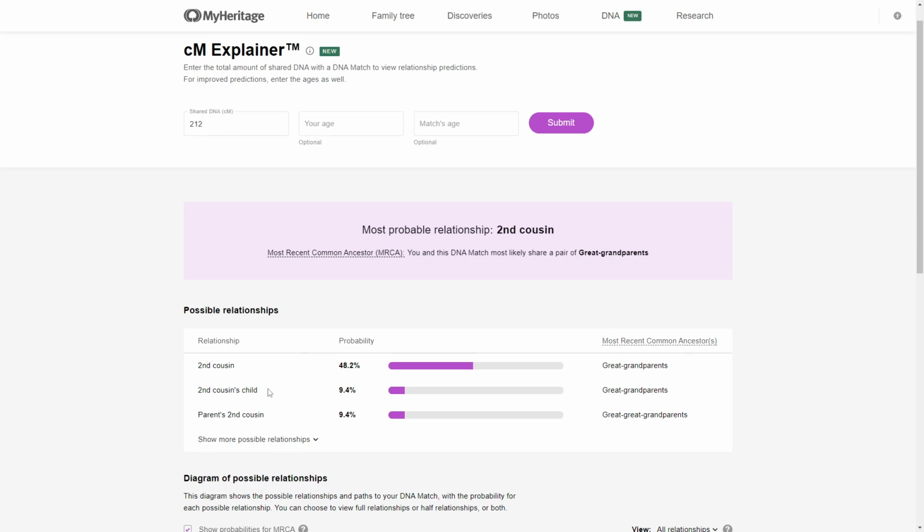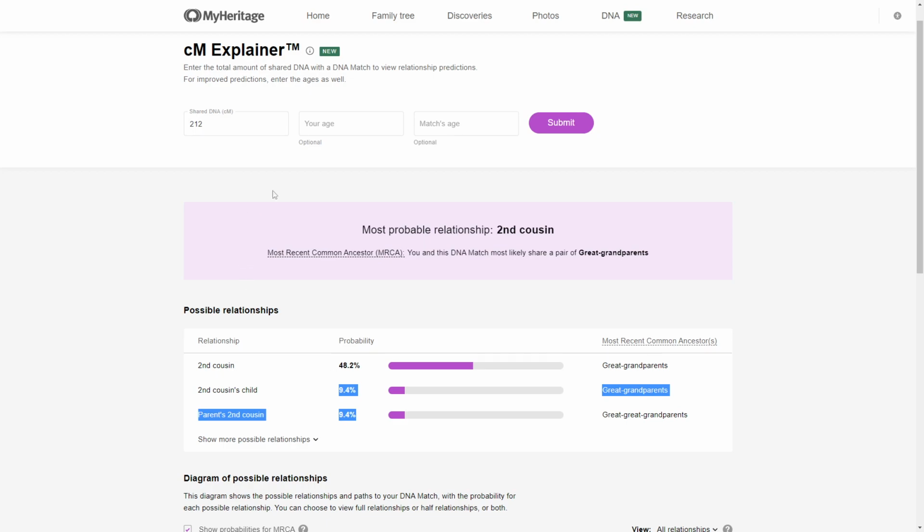Now, I want to draw your attention to, it says second cousin's child, okay, which is a second cousin once removed, 9.4%. Parent's second cousin, 9.4%. That's a second cousin once removed, but with it being from my parent, I'm the younger one. And in this one, the second cousin's child means I'm the older one, okay? And because all we know is the centimorgans, these are equally likely at that point. I can't make any kind of determination with any other math logic other than just pure centimorgans, what is it?